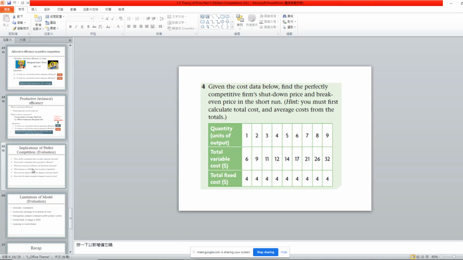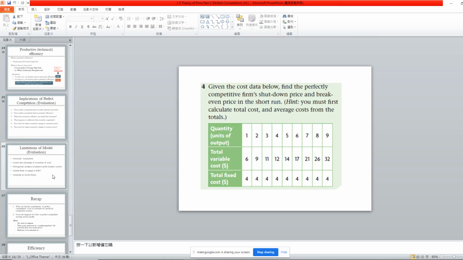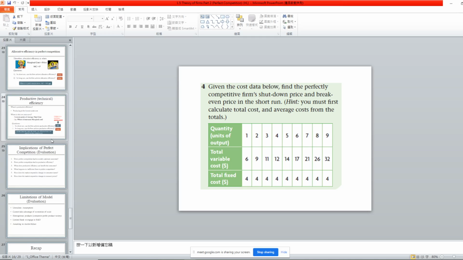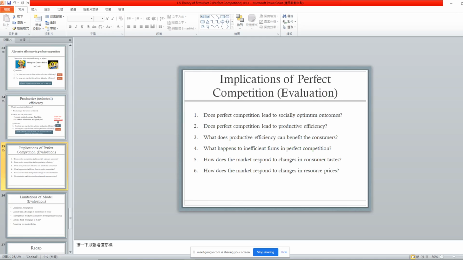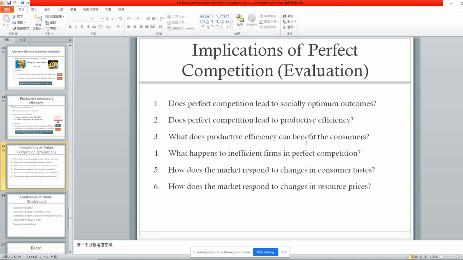We have just finished perfect competition. In the very last part, we talked about the benefits of perfect competition, and we asked ourselves some questions to show those benefits. We know that in perfect competition, because it's so competitive, everyone has to be very efficient in order to survive in the market.